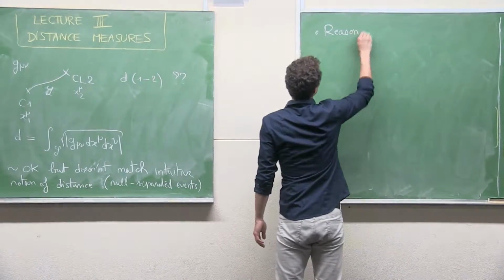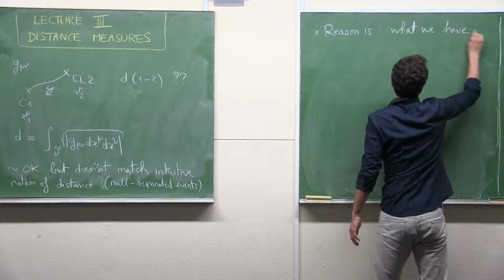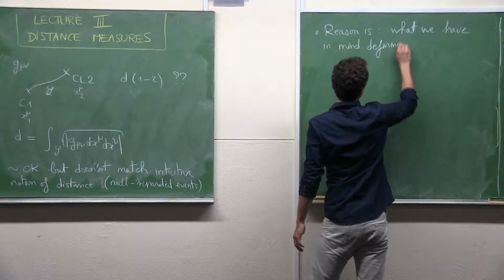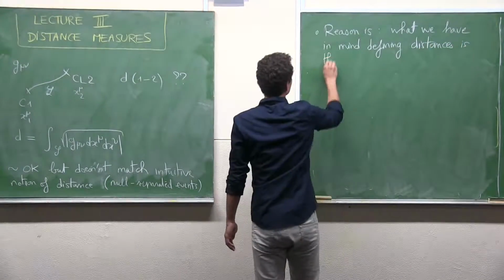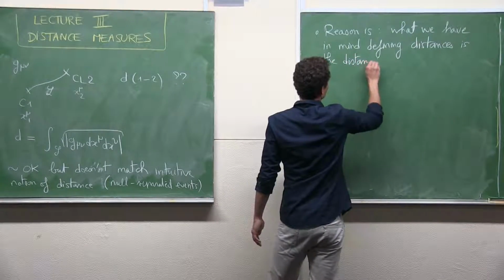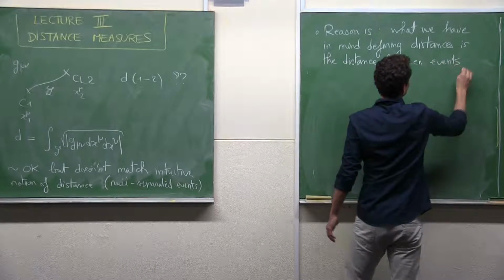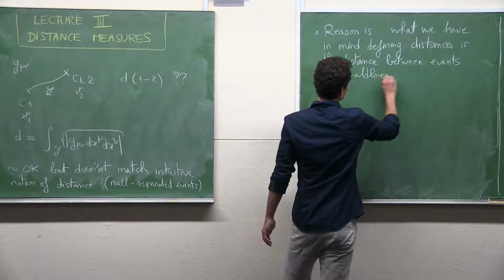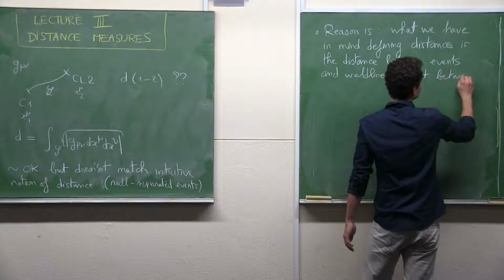So the reason is, what we have in mind defining distances is the distance between events and world lines, or even distances between two world lines.